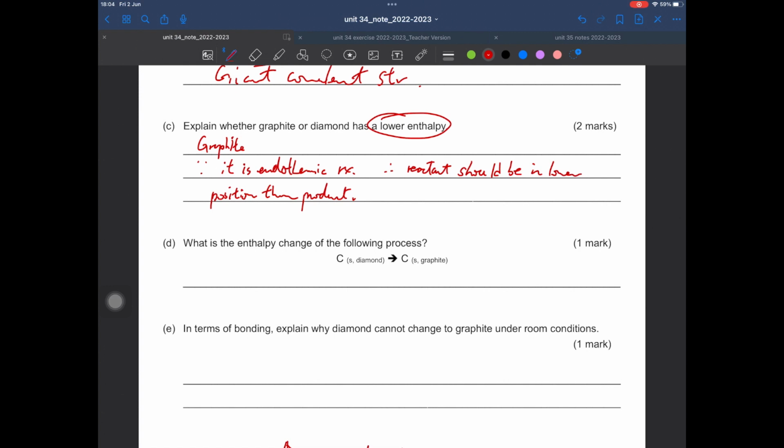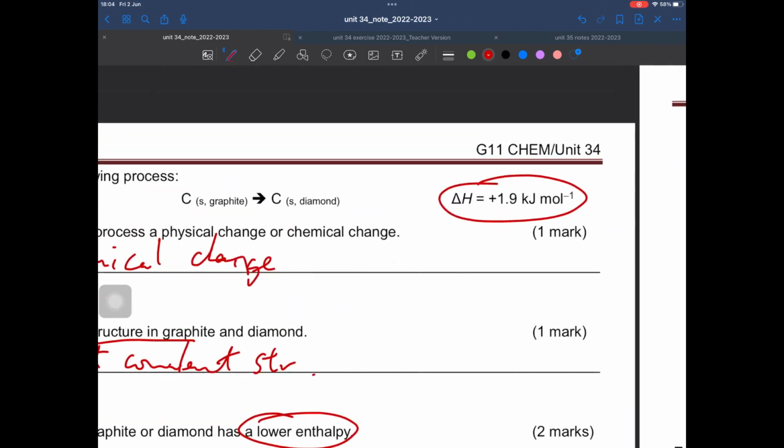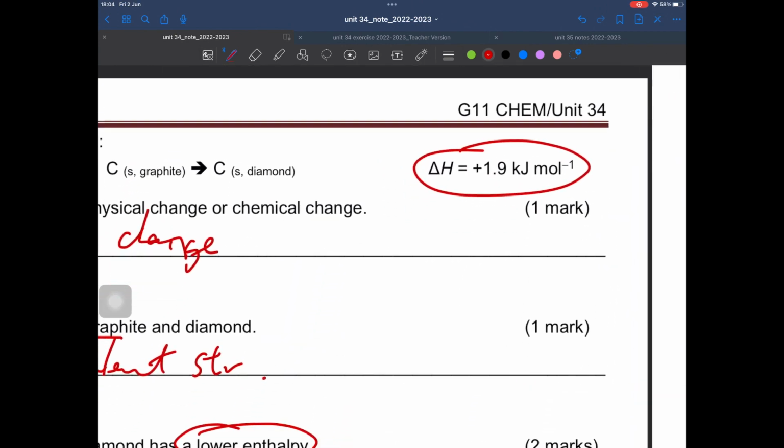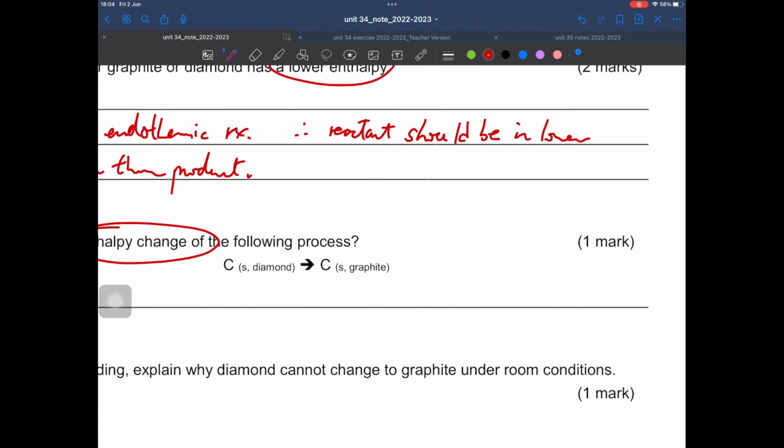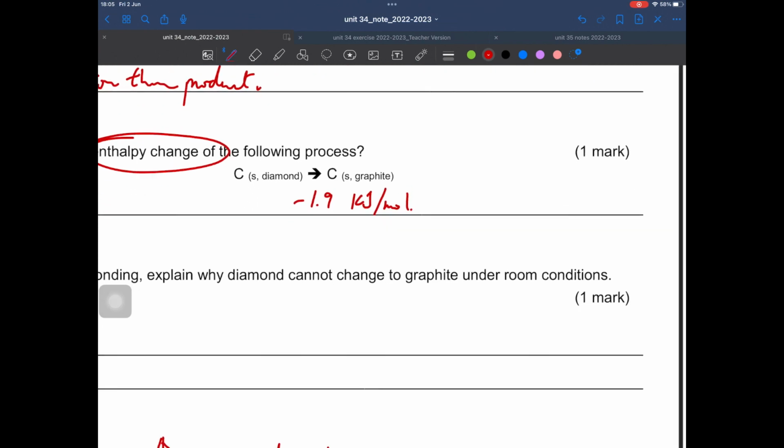Part D. So what about the enthalpy change for the backward or reverse reaction? Easy. If the forward one is endothermic, so of course the backward one will be exothermic with the same amount. That is here.